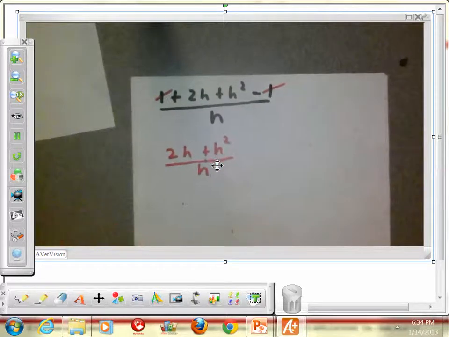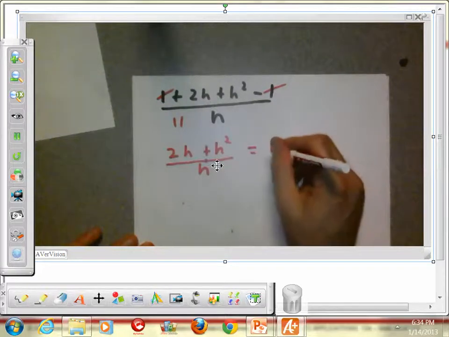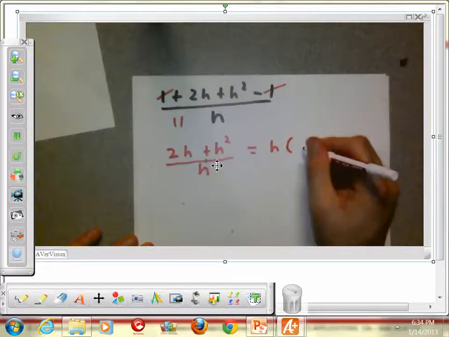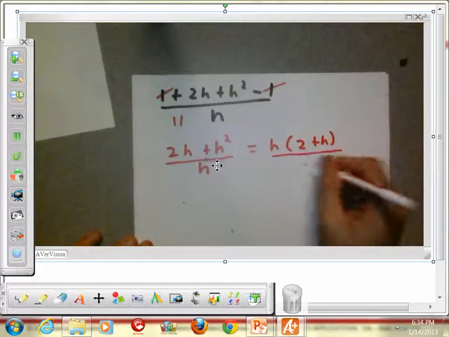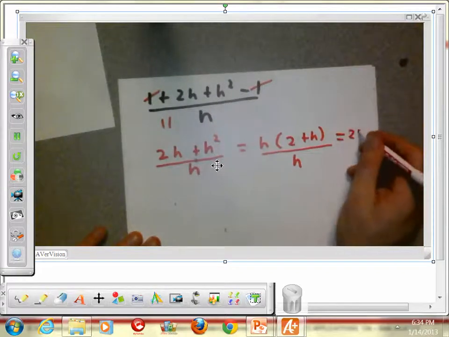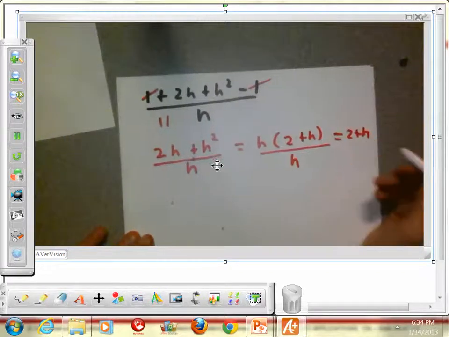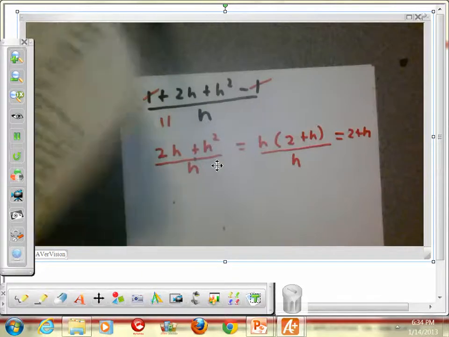Now I'm going to factor out the h. I just canceled the 1. So this is going to be equal to h times 2 plus h, divided by h. The h's are going to cancel, and this is equal to 2 plus h. Okay, so the most difficult thing I did here is the algebra. It's going to take a little practice to get used to that. But just to lead you through the steps I just did again.